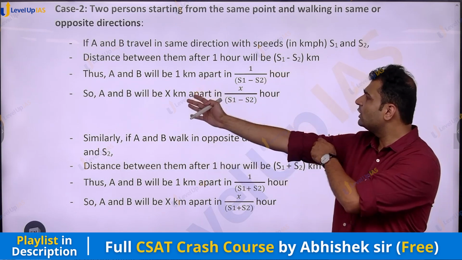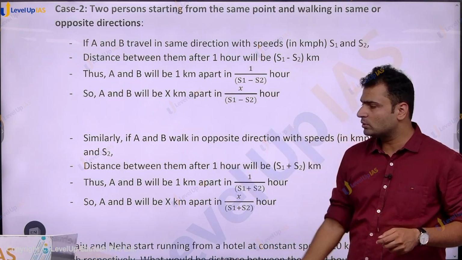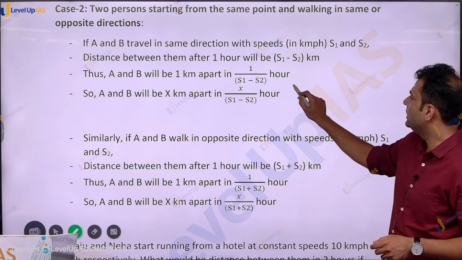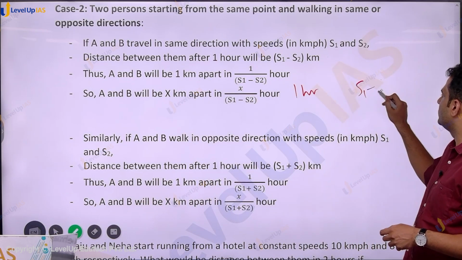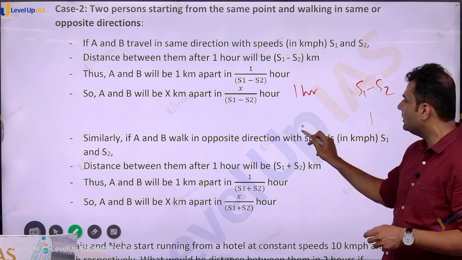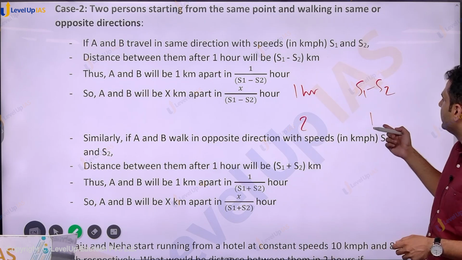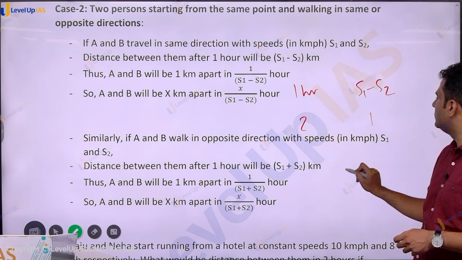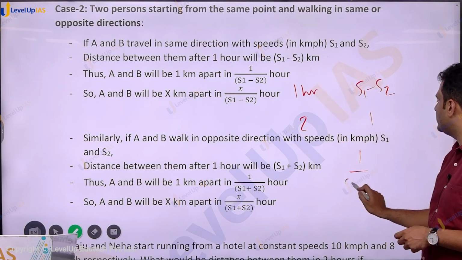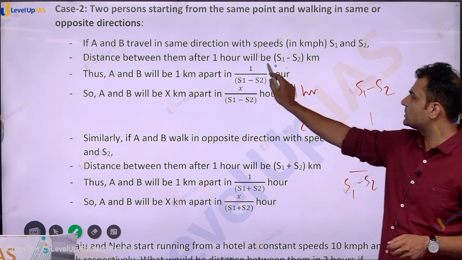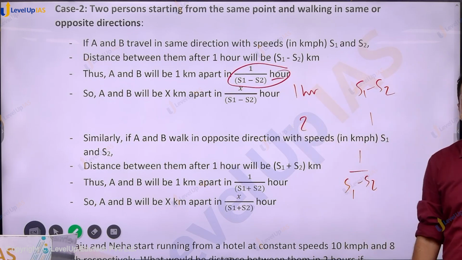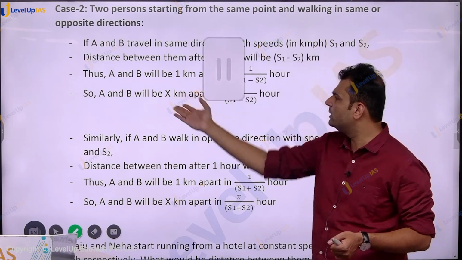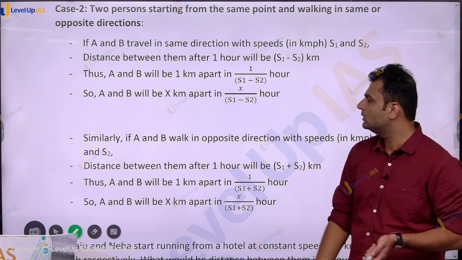So they will be 1 kilometer apart when 1 by S1 minus S2 hours, because in 1 hour, they are S1 minus S2 kilometers apart. So 1 kilometer apart in how much time? If you solve this equation, you have 1 into 1 is equal to S1 minus S2 into unknown. So unknown is equal to 1 into 1 divided by S1 minus S2. After this much time in hours, S1 minus S2, A and B will be 1 kilometer apart. So they will be x kilometers apart when x by S1 minus S2 hour.